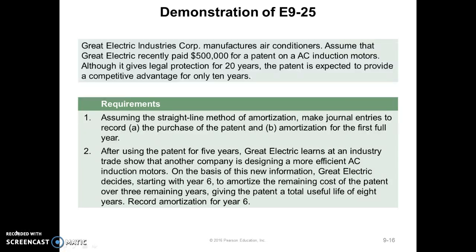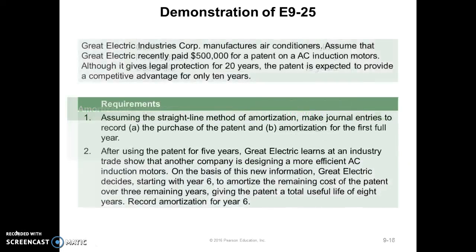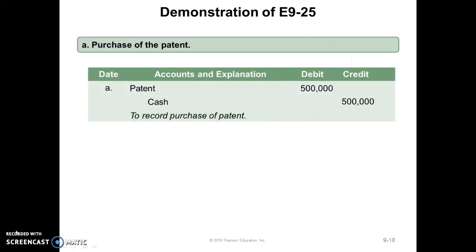So actually, the patent will be very similar to how we do regular depreciation. Same thing, we have a cost of 500,000. The residual value is 0. We at first think the useful life is 10 years. Where did we get that useful life from? Remember that sentence up top where it says the patent is expected to provide a competitive advantage for only 10 years. So 500,000 minus 0 divided by 10, we have depreciation of 50,000 a year.